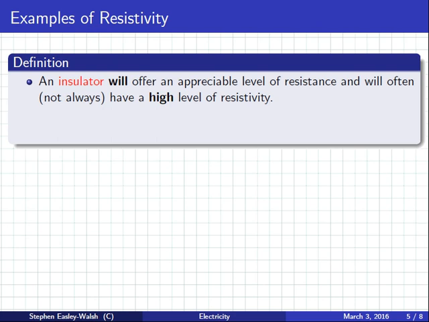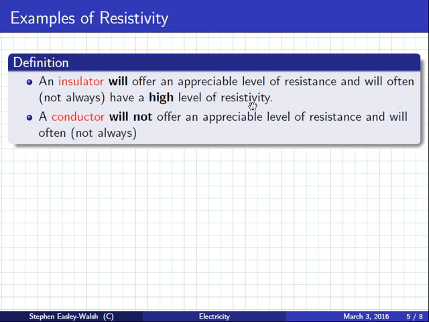Okay, next one, you can probably guess what the next one's going to be. Conductor. So, what's the difference? Well, you can probably guess a conductor will not offer a noticeable resistance and will often have a low resistivity constant. No big surprises. What you expected.